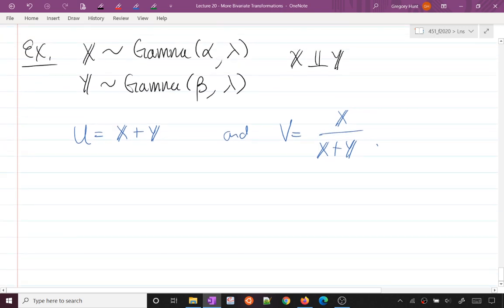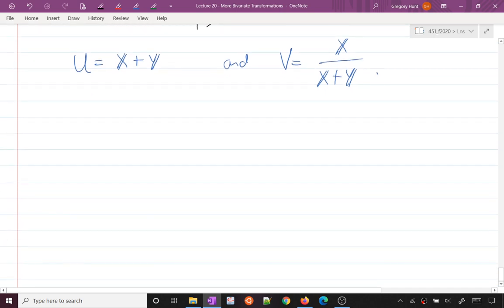So u is the sum of two independent gammas with the same second parameter. And v is kind of this ratio, right? So x over x plus y should be some number probably between 0 and 1, right? So what distributions do we know are distributed between 0 and 1? Could be uniform, could be beta. Yeah, so maybe it's beta. Well, we can actually figure this out and figure out what's going on. And this is another kind of classic transformation problem.